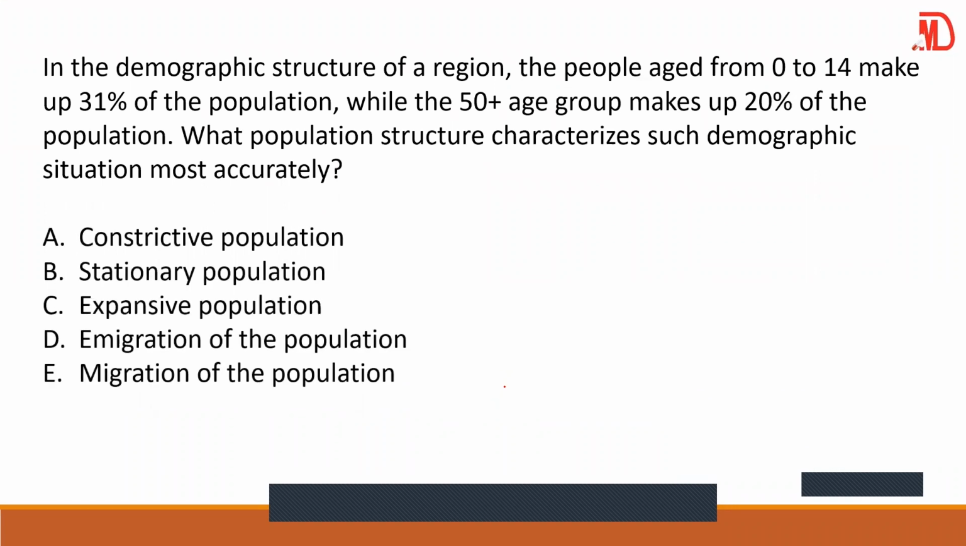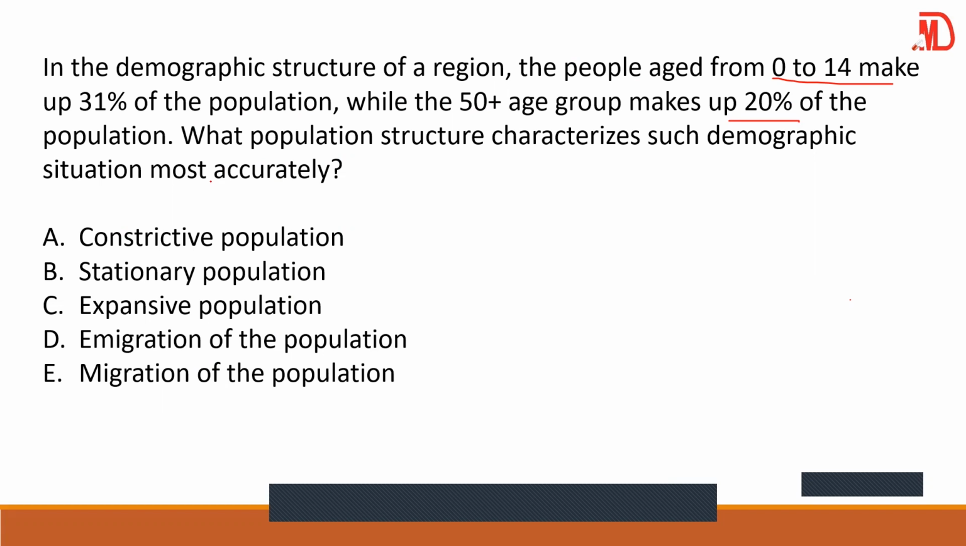So the question is, in the demographic structure of a region, the people aged from 0 to 14 make up about 31% of the population, that means the years. And then the 50 plus age group makes up about 20% of the population. What population structure characterizes such demographic situation most accurately? So they're looking for whether the demographic structure is expansive, constrictive, stationary, immigratory, or migration.